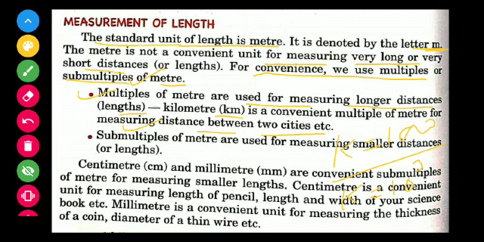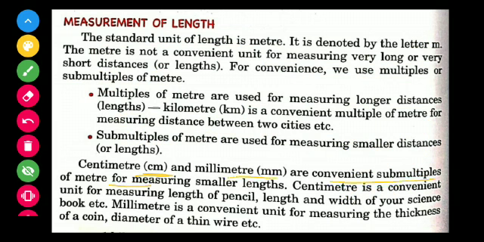And if we want to measure the length of a pencil, then you use the submultiple. You never use the unit kilometer. In that case you use the submultiples, that is centimeter, millimeter. So for small measurement we use submultiples of meter for measuring small distances. Centimeter and millimeter are convenient submultiples of meter for measuring small lengths.